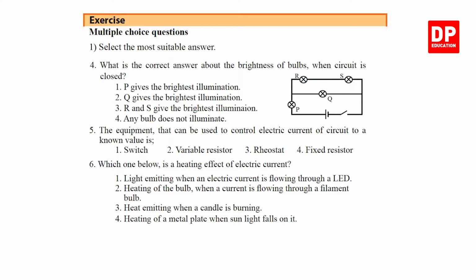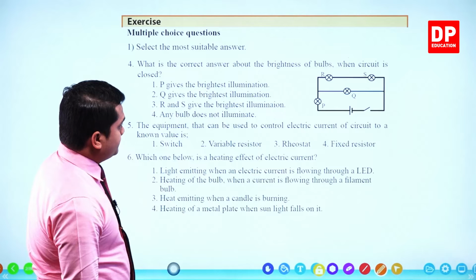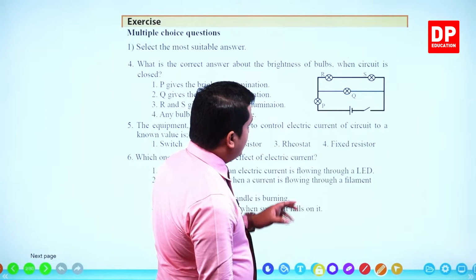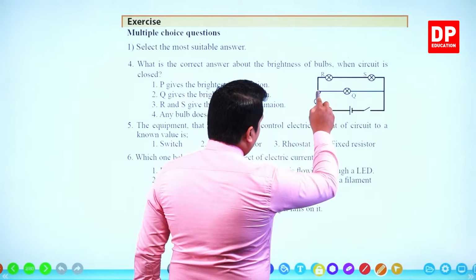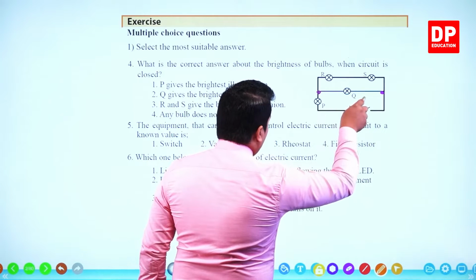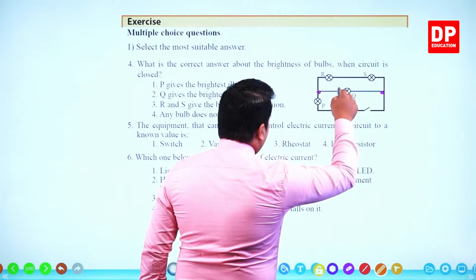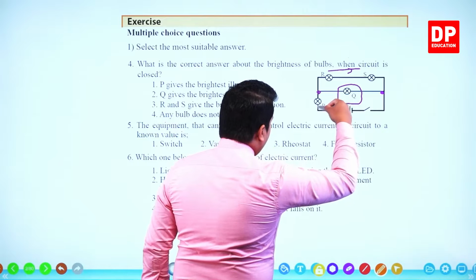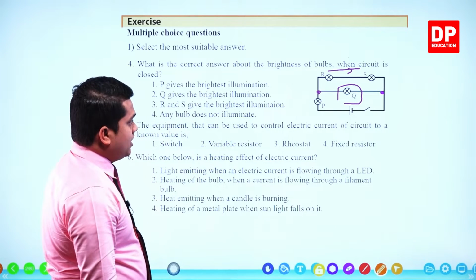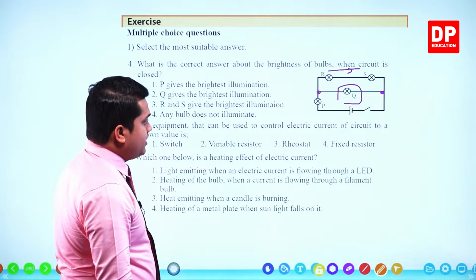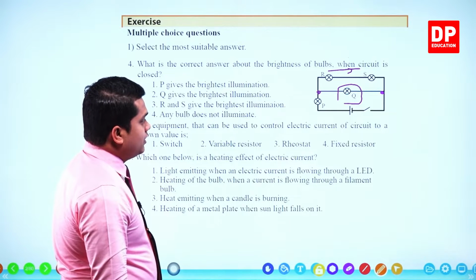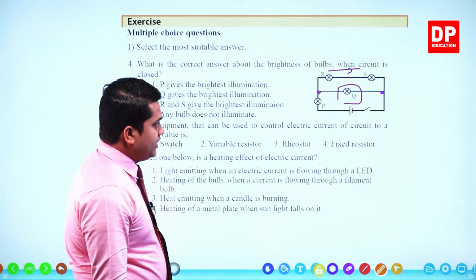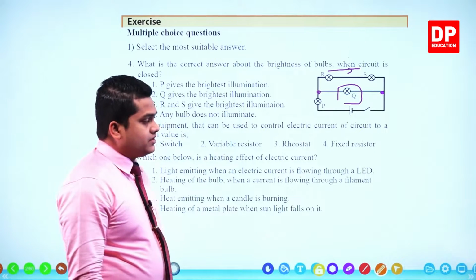What is the correct answer about the brightness of the bulbs when the circuit is closed? Right. So P and Q, these two lines, this line where P and Q is connected, we'll say that Q line and this line are parallel connected. These two, P and Q, are series connected to each other. P is a main bulb which is connected to the dry cell, right? So after passing current through P, it passes to Q and R and S, all the others.